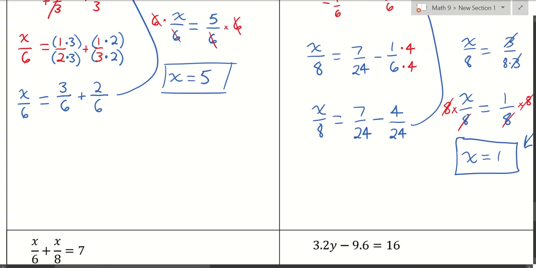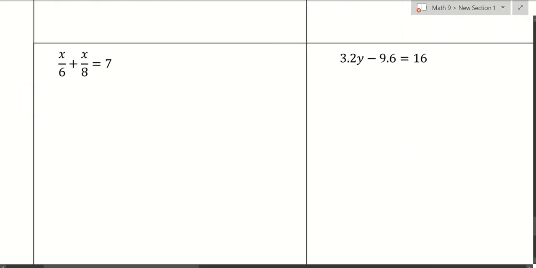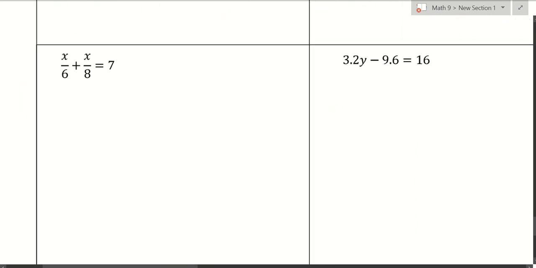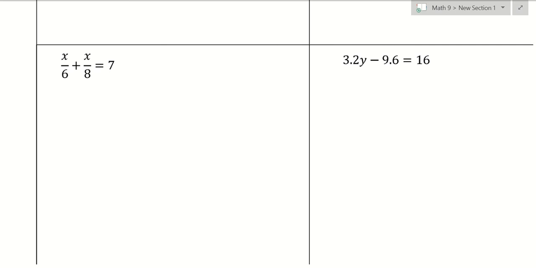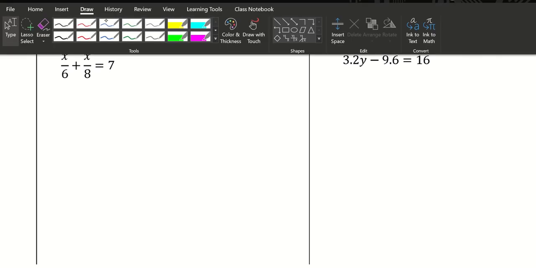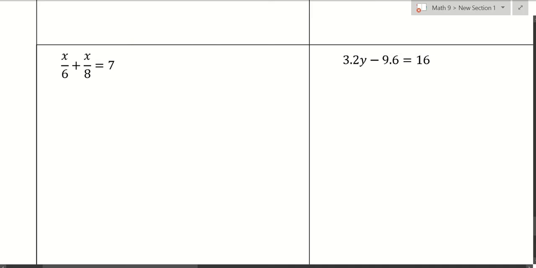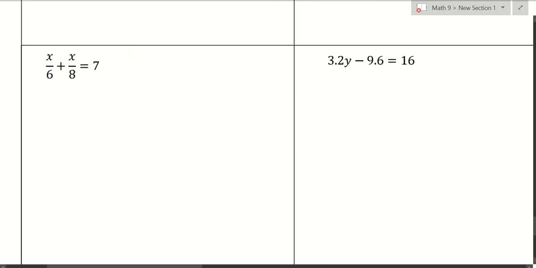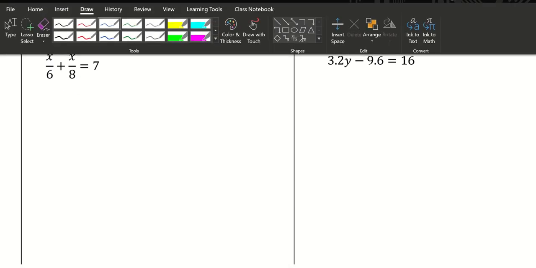More quickly, let's jump through these last examples. Here we have x over 6 plus x over 8. In this particular example, we don't actually have a constant term on the same side as the variable term. We actually have two variable terms. And so what we need to do here is find a denominator for these two variable terms that is common so that we can simplify the numerators. So that's our goal, to simplify the numerators.